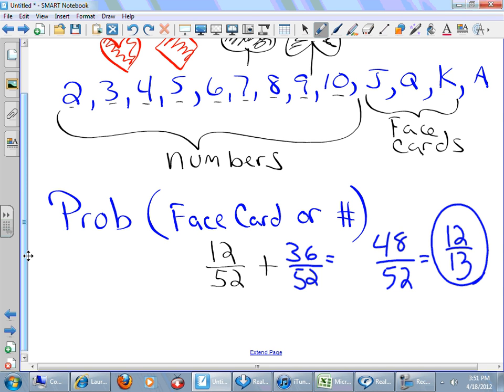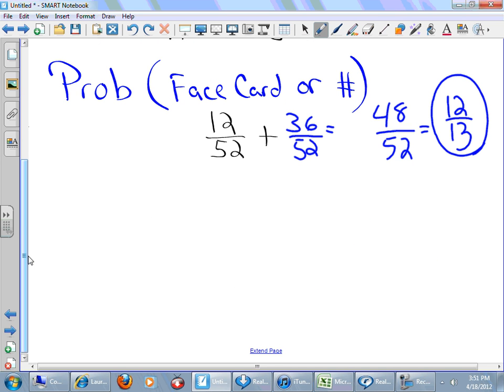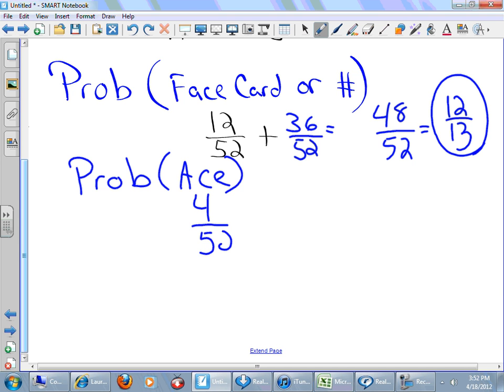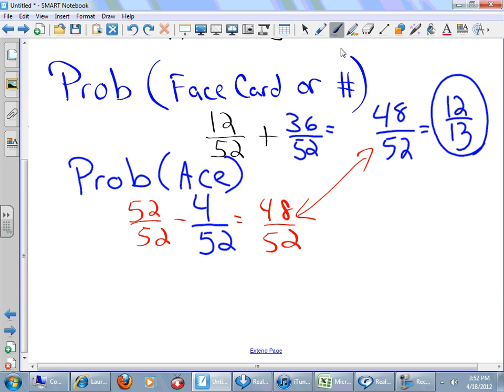All right. One way you could have thought about it, what's the probability of getting an ace? Because we counted everything but the aces, right? Well, the probability of getting an ace is 4 out of 52, right? Okay. Now, how many total cards are in the deck? Well, 52 out of 52. Well, watch this. 52 minus 4, 48 out of 52. All I did was subtract off the aces, and look, I get the same answer.